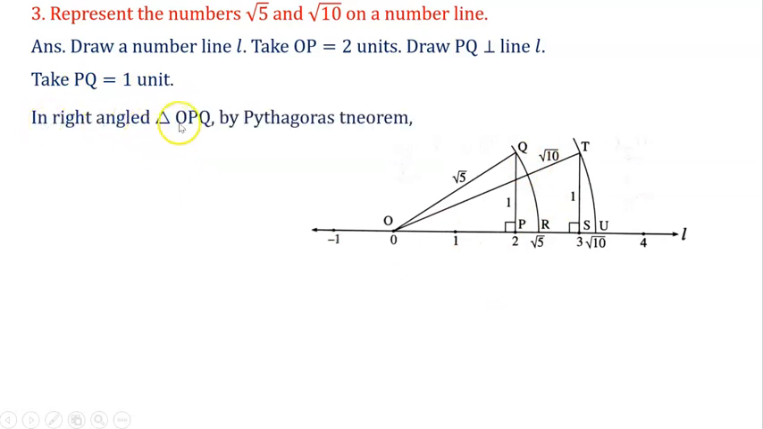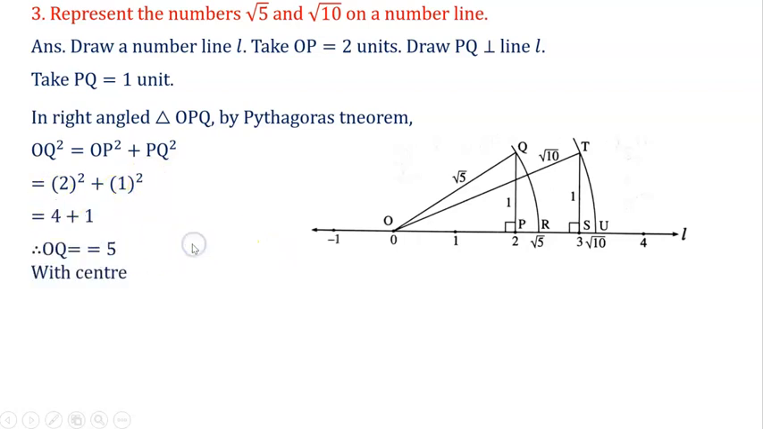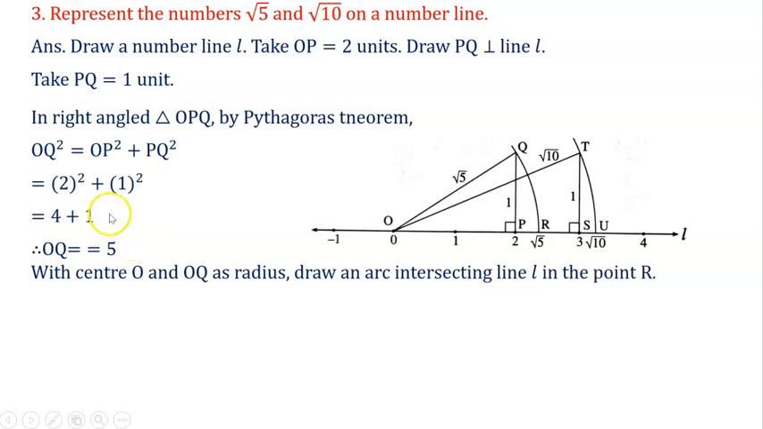In right angle triangle OPQ, by Pythagoras theorem, OQ square, that is the square of the hypotenuse, is equal to OP square plus PQ square. Therefore 2 square plus 1 square, you will get 4 plus 1. Therefore OQ square is equal to 5. By mistake it is only written as OQ, but OQ square is equal to 5. Therefore OQ is equal to root 5.